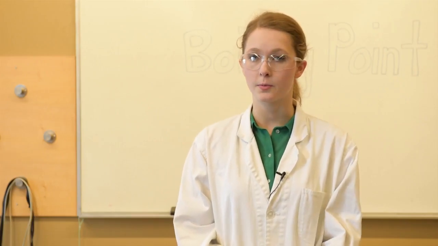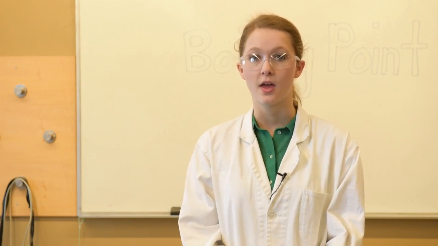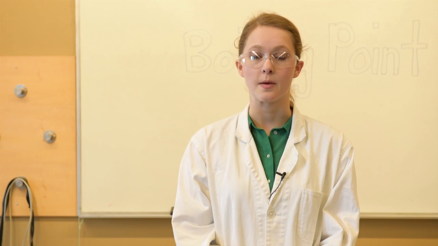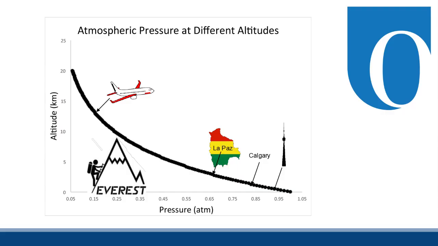As stated at the beginning of this video, the boiling point of a particular compound will be constant under the same atmospheric pressure. As you increase in altitude, the atmospheric pressure will decrease. Displayed here is the approximate relationship between altitude and pressure, as well as some reference points. As the pressure decreases, the boiling point will decrease as well. For example, water will boil at 96 degrees in Calgary.